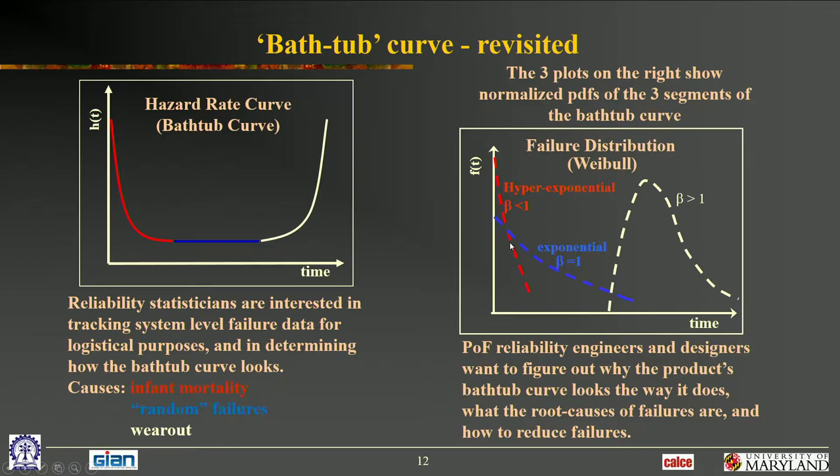If your design was wrong, then it wouldn't be under the blue and red. The entire white would have shifted back because all the parts would fail early, right? So the white would shift to the left if your design was wrong. These are not design problems. These are piece-to-piece variability issues, okay?